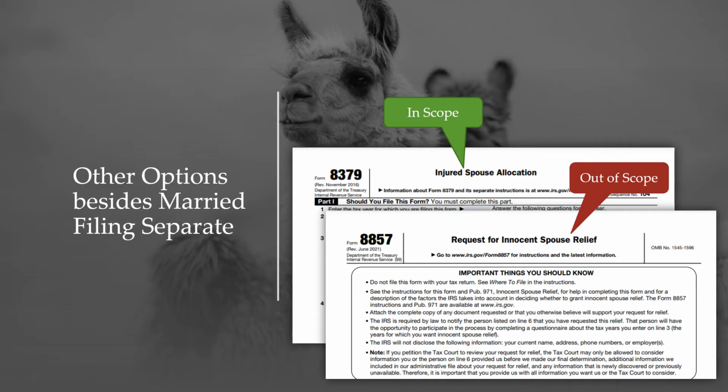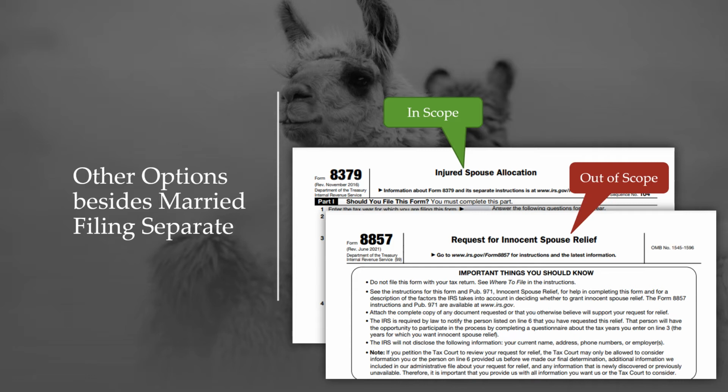In the case where one spouse has not been honest about their tax situation, there is the request for innocent spouse relief, Form 8857. That is not filed with the original return. It is assumed that if one of the spouses has reason to believe that the other spouse is not going to be honest, they would file separately at the time. They would not file the joint return. So this other form, the 8857, would be filed later at the time that the dishonesty was found out.